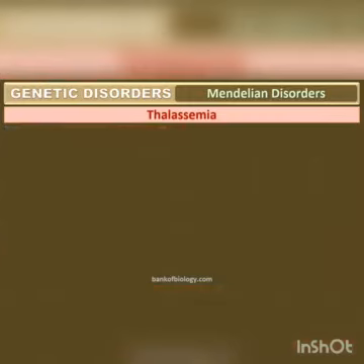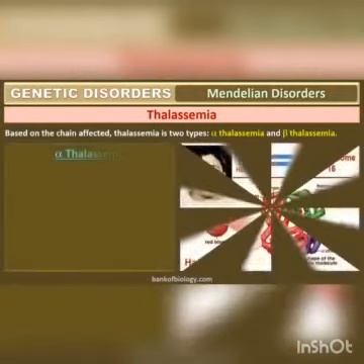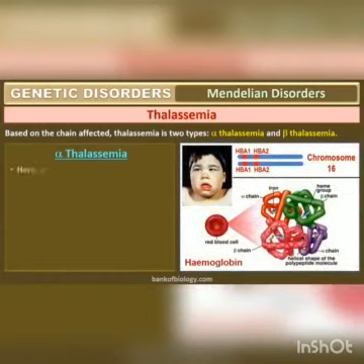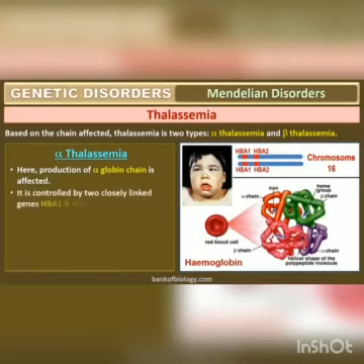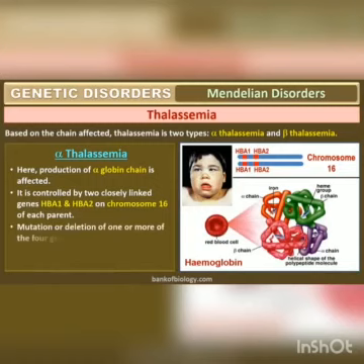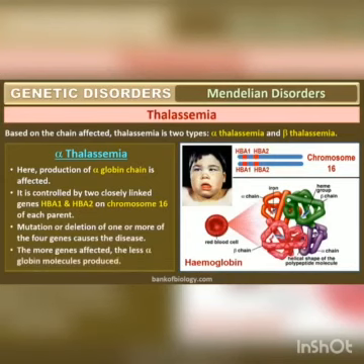This thalassemia is classified into alpha and beta based on which chain of the hemoglobin molecule is affected. First one is alpha thalassemia. Here, production of the alpha globin chain is affected. In alpha thalassemia, the alpha globin chain is affected and is controlled by two closely linked genes HbA1 and HbA2 on chromosome 16. Mutation or deletion of one or more of the 4 genes causes this disease.